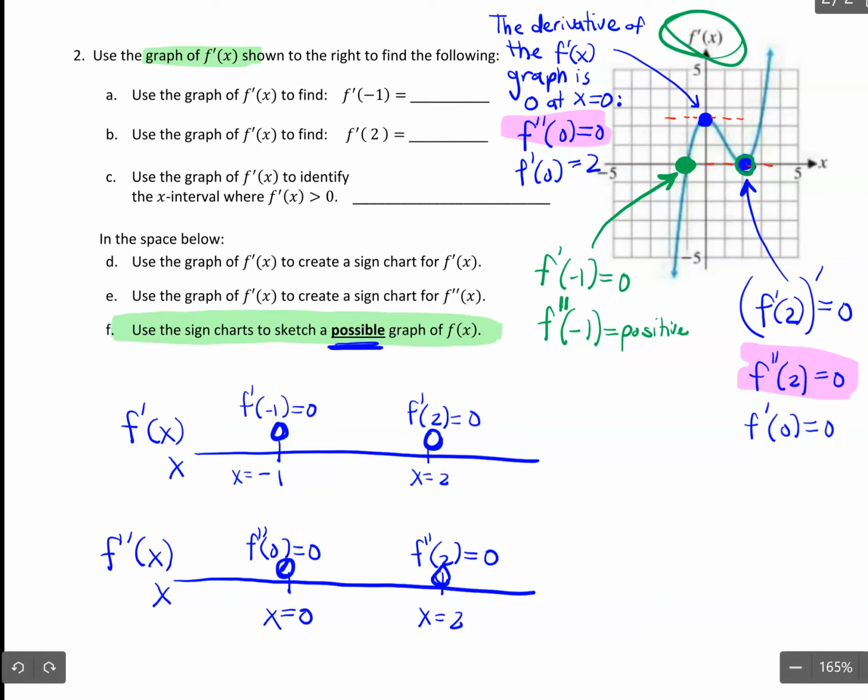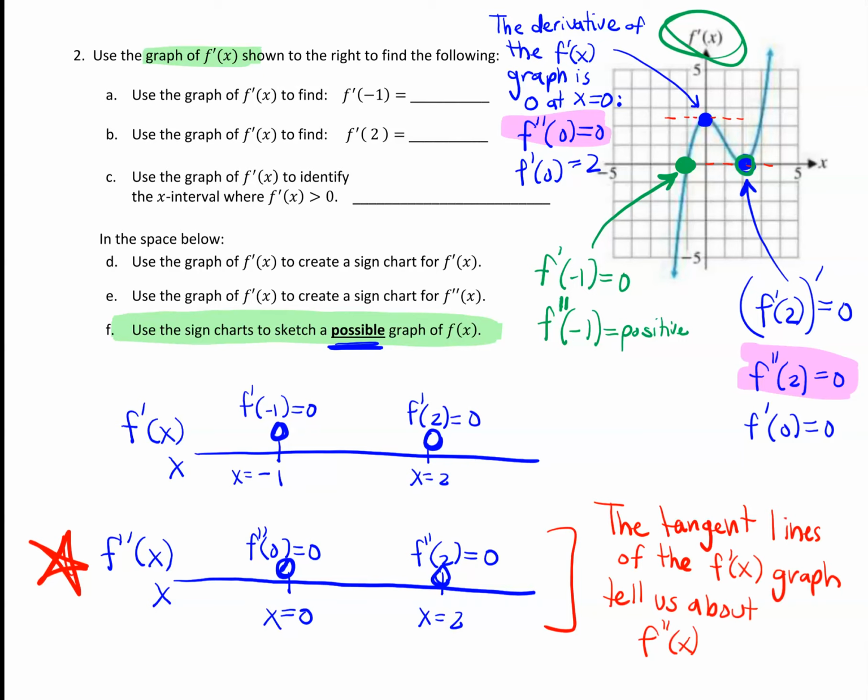I'm actually going to start down here with the second derivative sign chart, because that's just the tangent lines of the first derivative graph, right? So I'm just going to read the tangent lines of the f prime graph to get information about its derivative, which is f double prime. So my tangent lines start off pointing up. So that's going to start off positive, and then eventually they level out and hit 0 there.